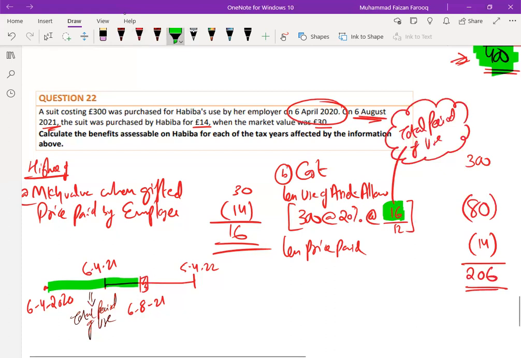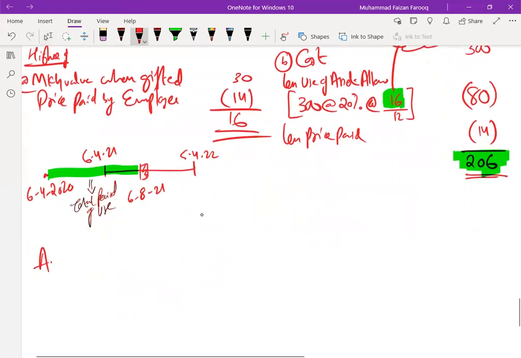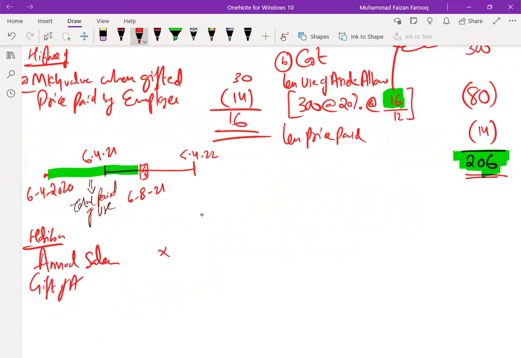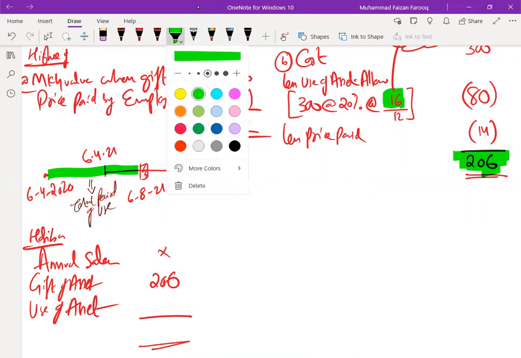The higher of means we are getting this answer. This is my gift of an asset. But let's suppose we have the annual salary of Miss Habiba, employee name is Habiba, no? Anything. We got gift of assets, which is 206. Do we have any other benefit? So yes, we do have a use of asset benefit in this question. How? Just very carefully, please look at the screen, what I am doing.